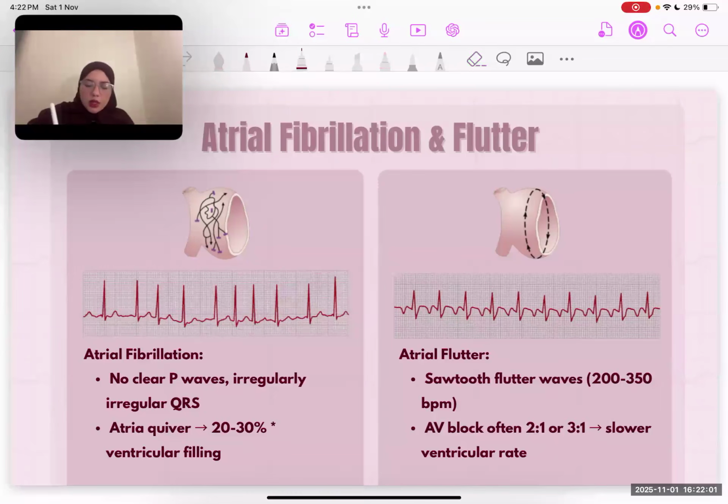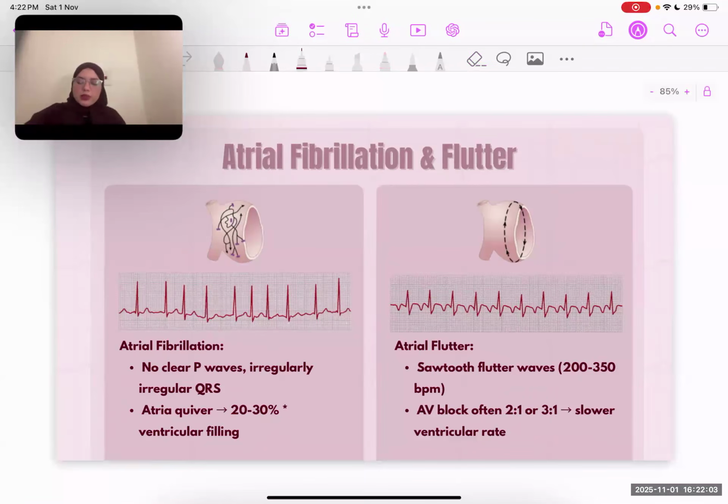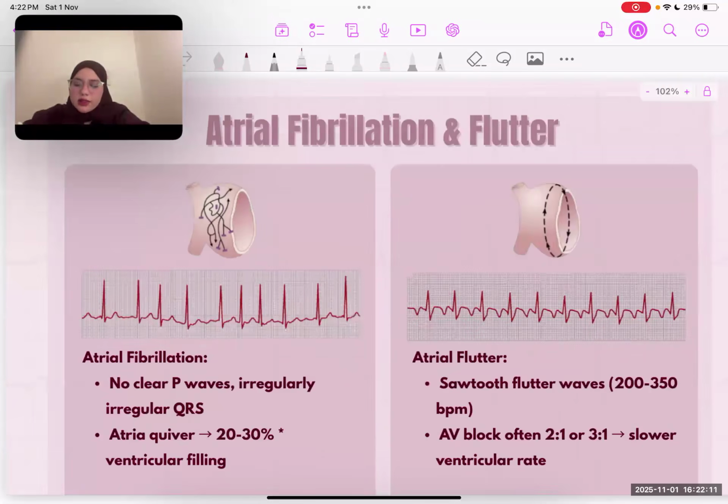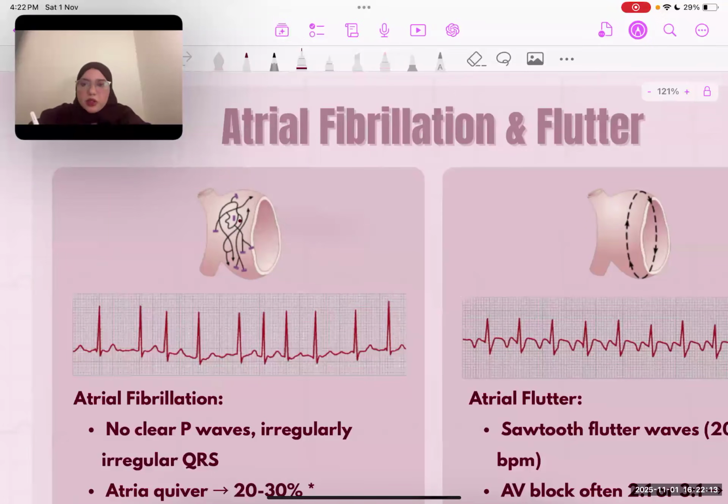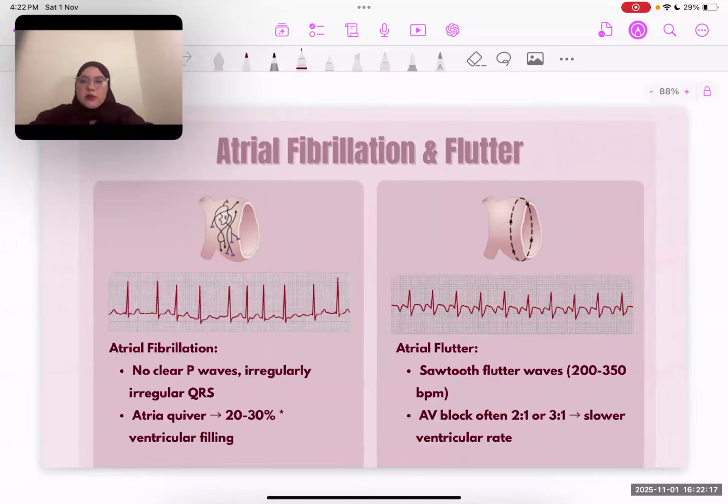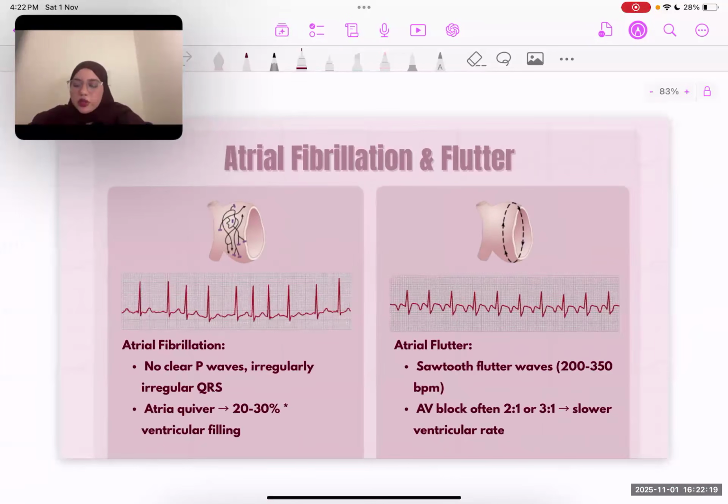Now, what will this atrial quiver do? It's only going to affect 20 to 30% of the ventricular filling, so not a lot. And this is how it's going to look in the heart. It's similar to ventricular fibrillation, where there are a lot of different inputs just exciting the muscle. For atrial flutter, however, there's just one that goes around, and it's fast, from 200 to 350. It's just going like this, like this, like this.